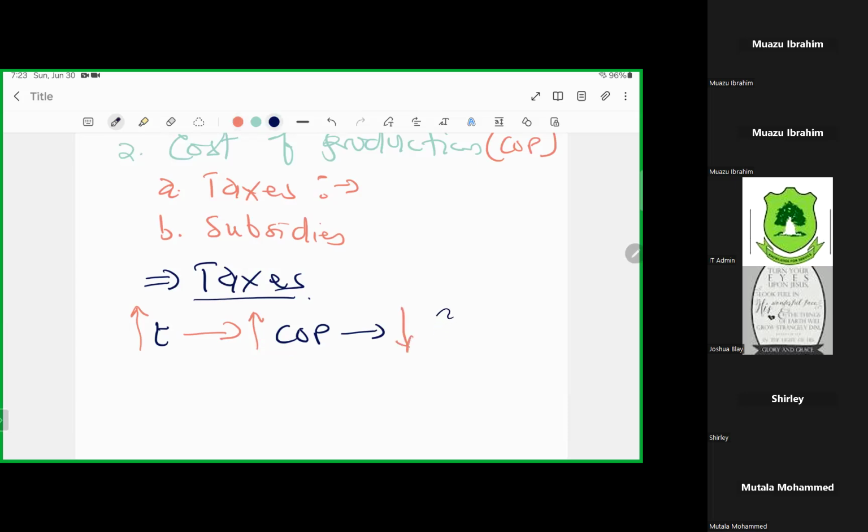So here would be a decrease in supply. So this is the introduction of taxes. So when there is tax that is introduced, or where there is an increase in taxes, or introduction of tax, by increasing the tax, it will increase firms' cost of production.